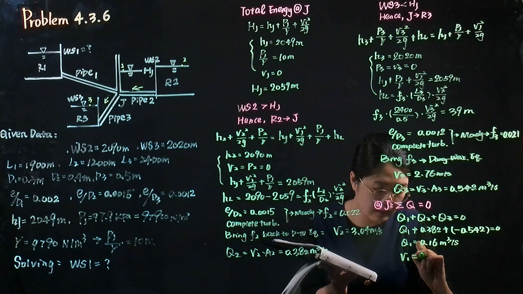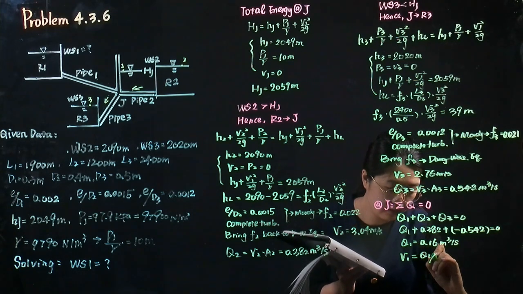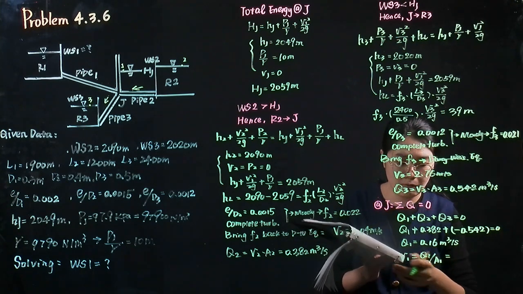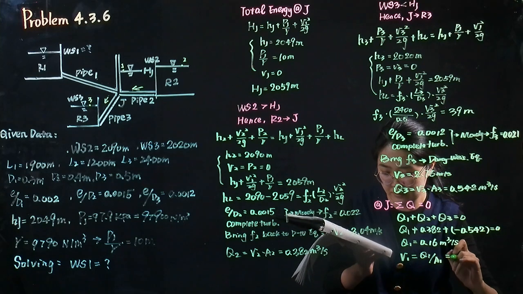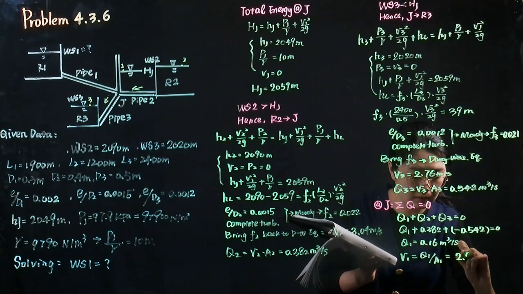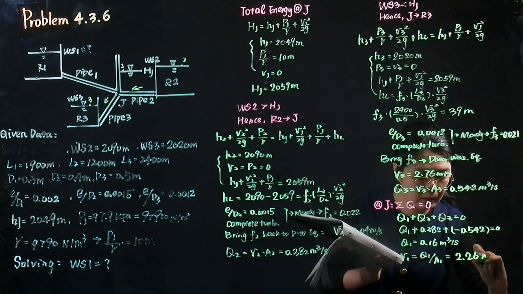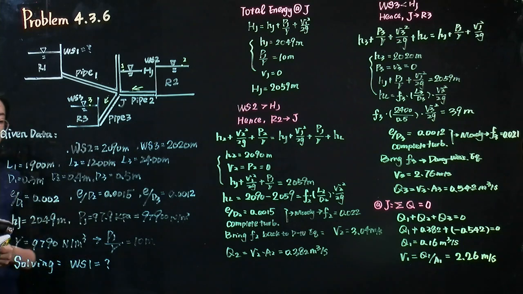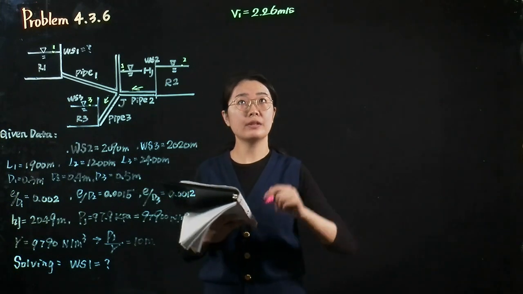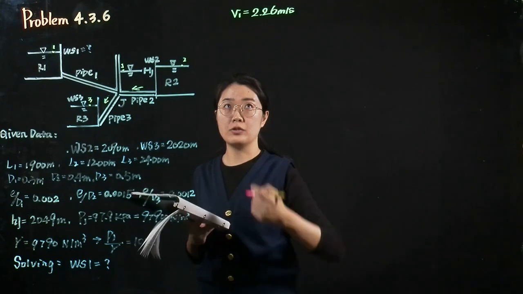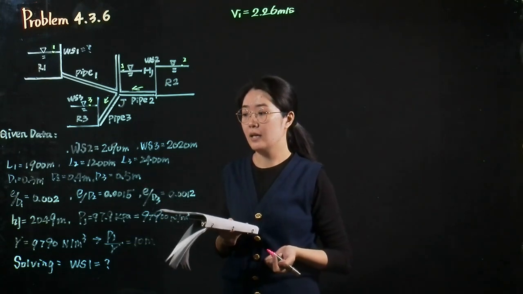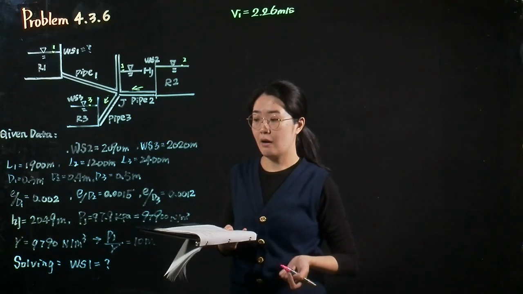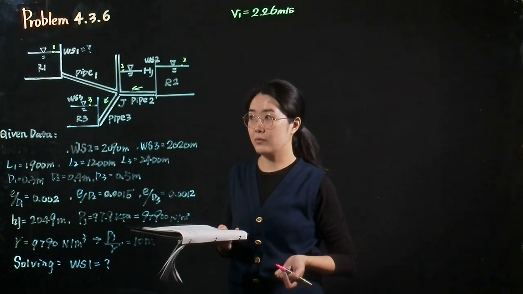Then we can calculate the velocity in pipeline 1. It equals the flow rate over the cross-sectional area, which is 2.26 meter per second. Okay, currently we have the velocity in pipeline 1 equal to 2.26 meter per second. And this problem asks us to calculate the elevation of the water surface in reservoir 1.